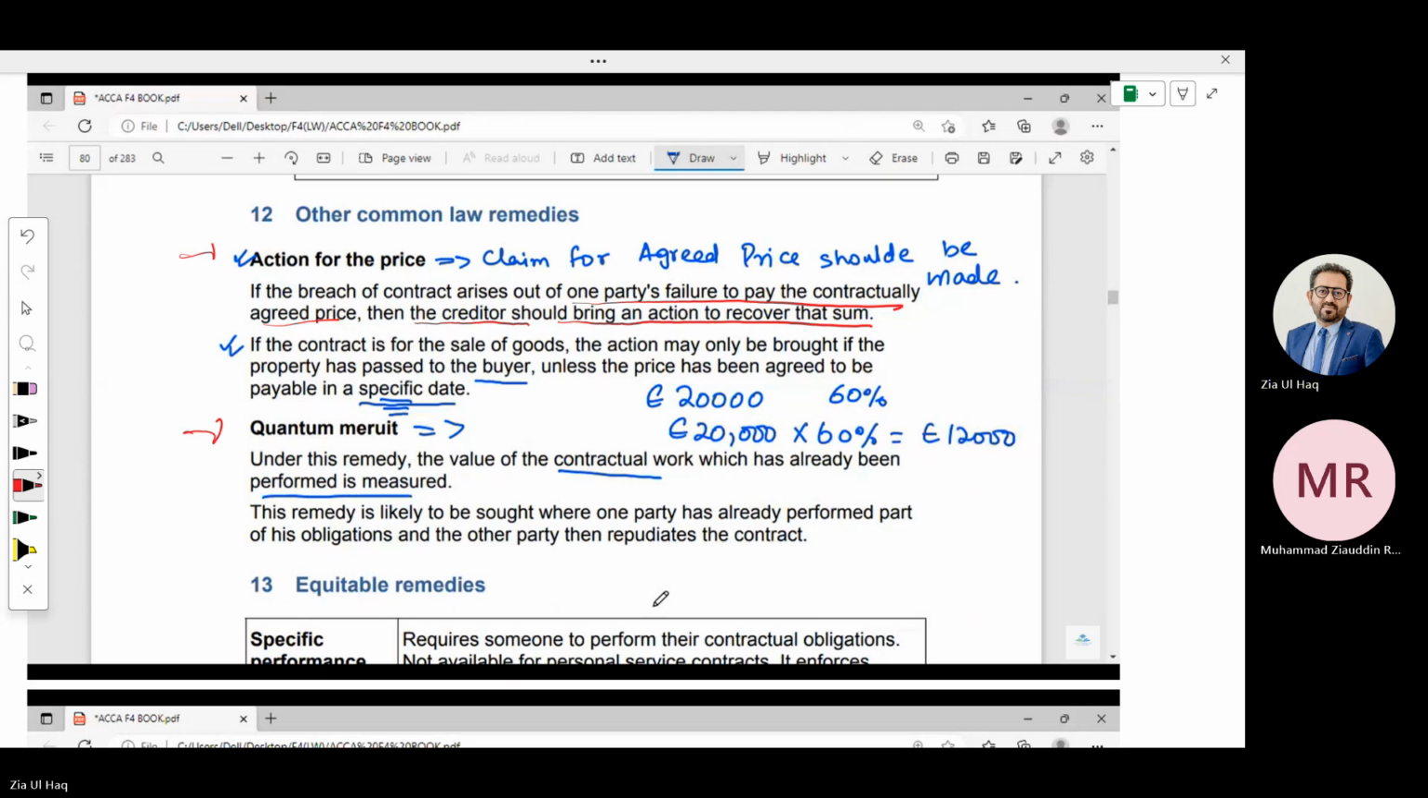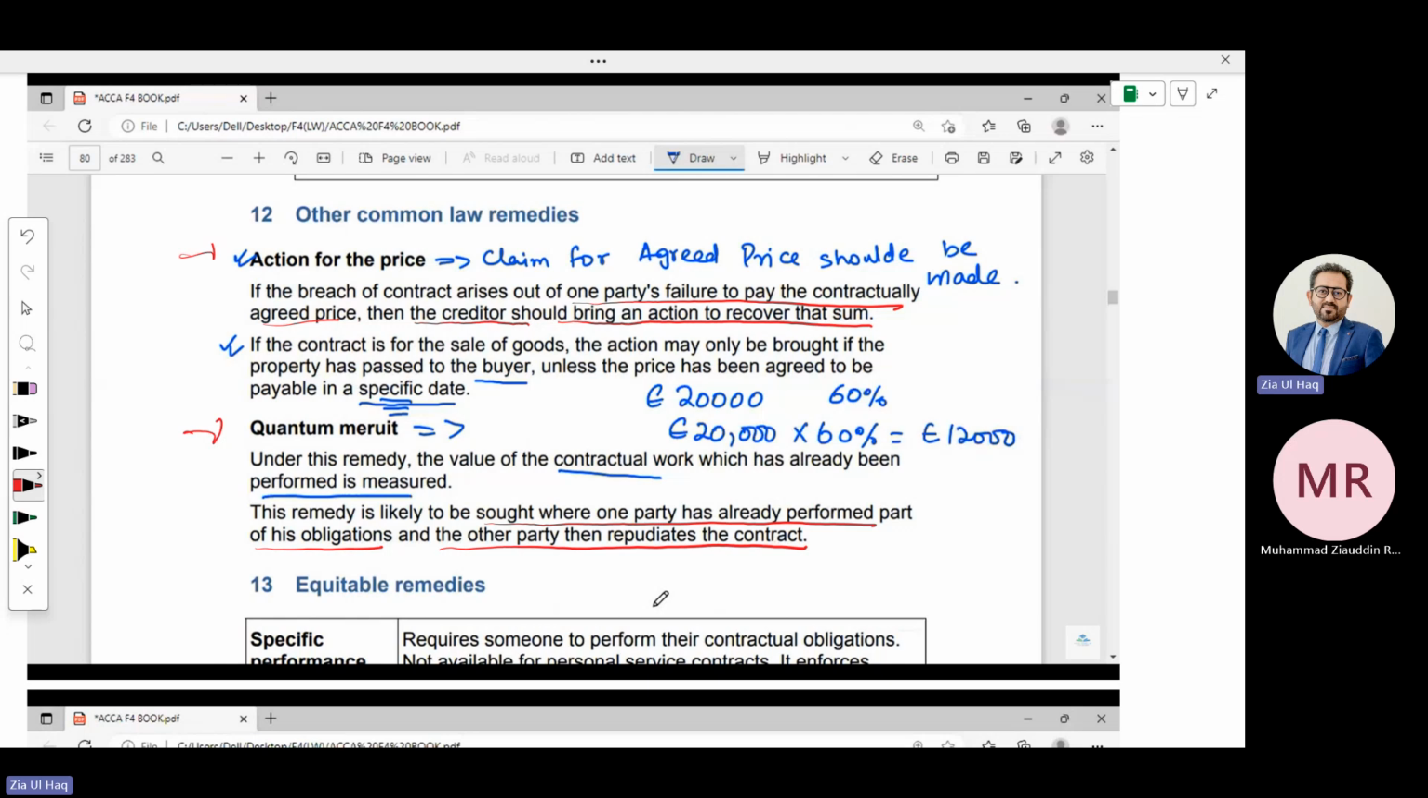What is quantum meruit? Under this remedy, the value of contractual work which has already been performed is measured. If contractor and customer had a contract, you need to build a building, I will pay you this money. They constructed some work, but the other party refused. They discharged the contract. So at the time of discharge, whatever work is completed, they have to pay for that, not the complete price, whatever is completed. Under this remedy, the value of the contractual work which has already been performed is measured. This remedy is likely to be sought where one party has already performed part of his obligation and the other party then repudiates the contract.